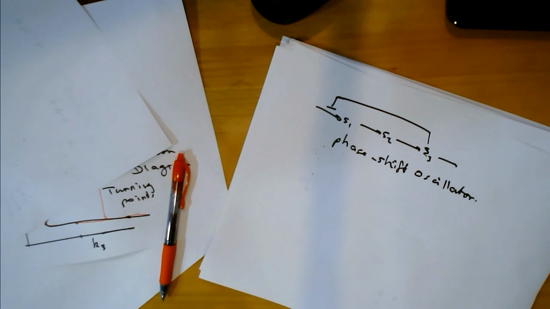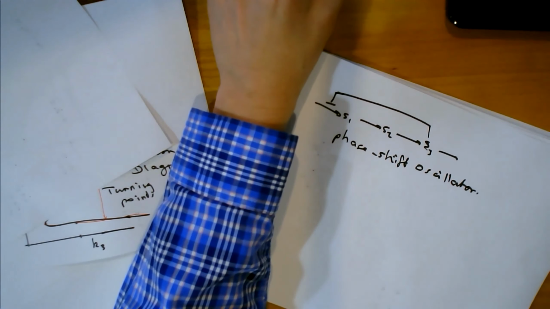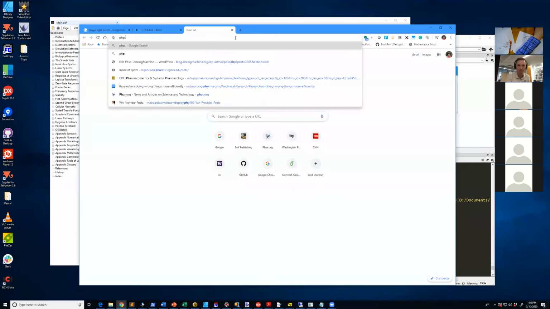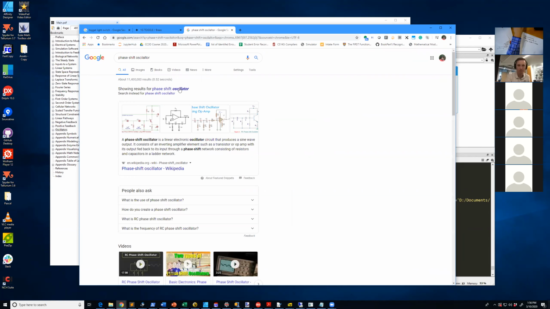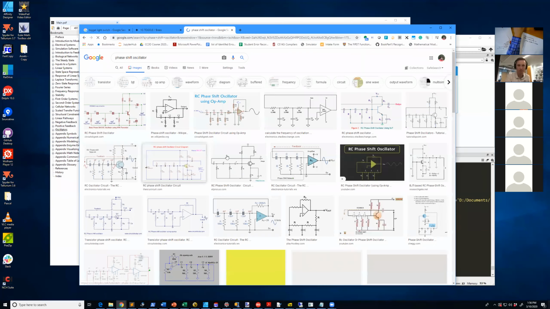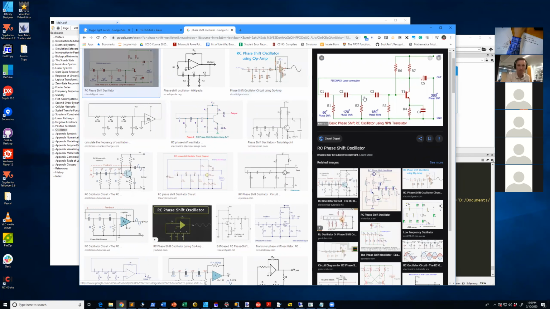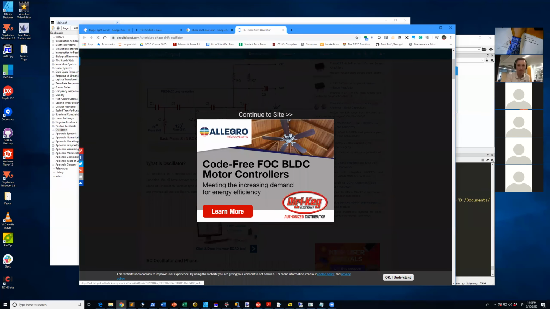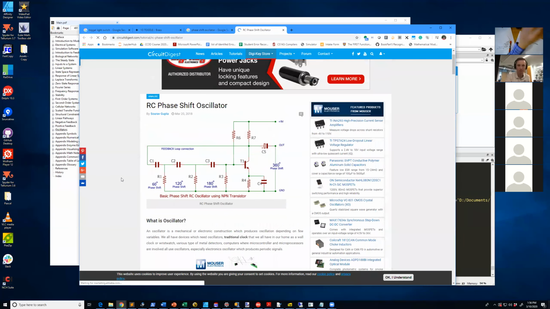Now, I'm going to share the screen again. If I go to Google and look up phase shift oscillator, what you'll find is electronic oscillators. Let me get a transistor one. There we go. Here's a nice transistor one. So if you look at phase shift oscillators, you'll see things like this. This is actually exactly the same as the pathway one.